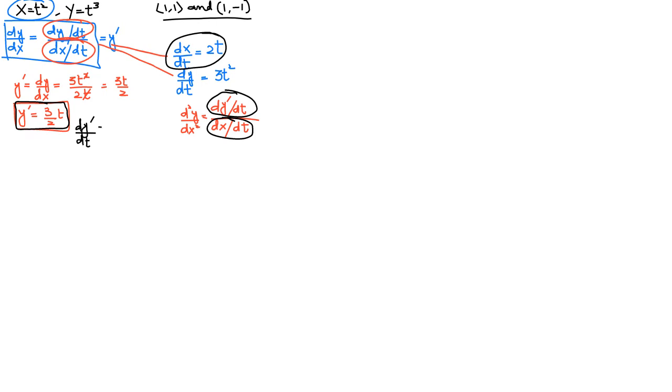dy dash by dt is equal to 3 divided by 2. Okay, substitute this value and this value in this formula. Okay, what will we get?